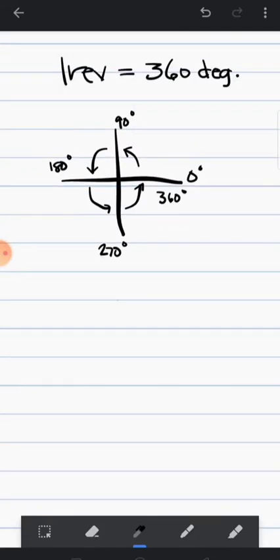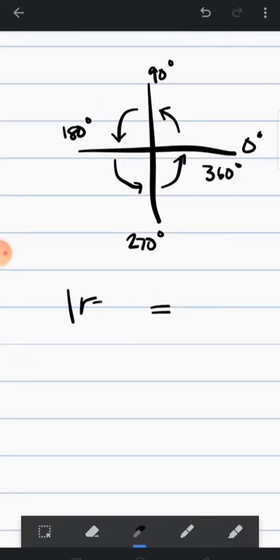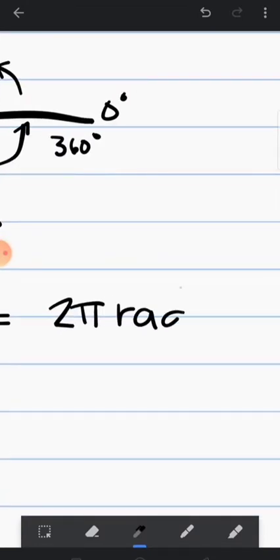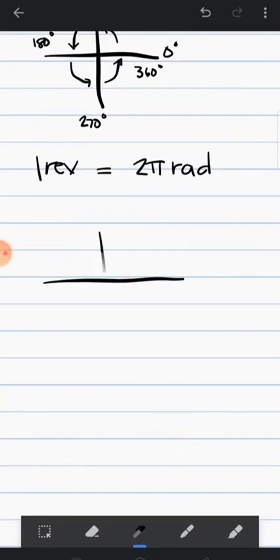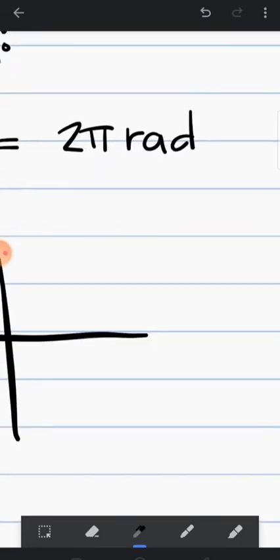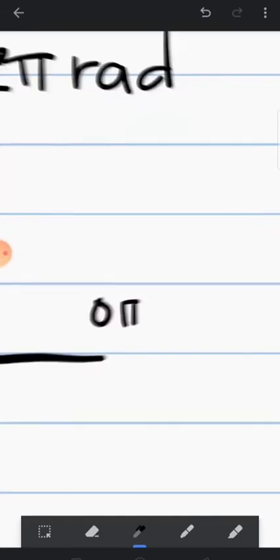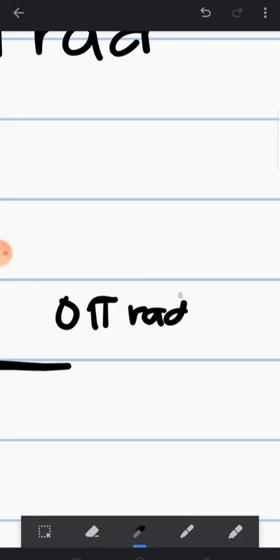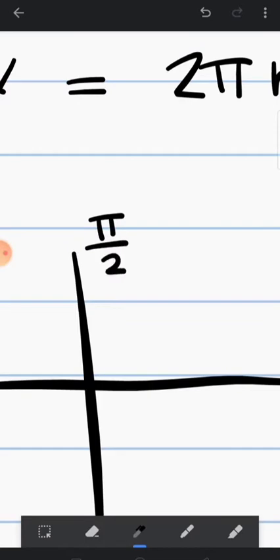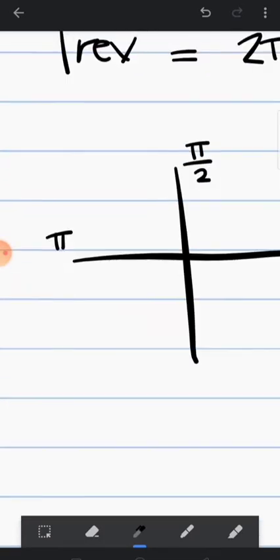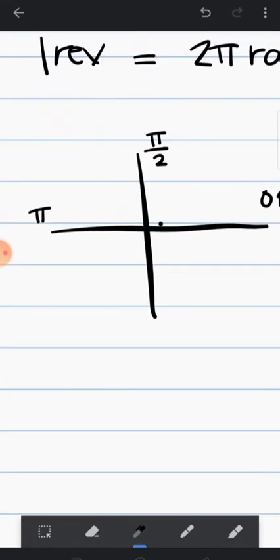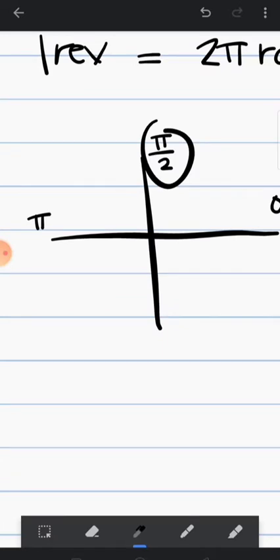But in terms of radians, one revolution is equal to 2 pi radians. So visually, these are all equivalent. 0 degrees is 0 pi radians, and 90 degrees is pi over 2. And then 180 degrees is pi. Notice that if pi is 180, you just divide this line into 2 and get 90 degrees. That's why it's pi over 2.